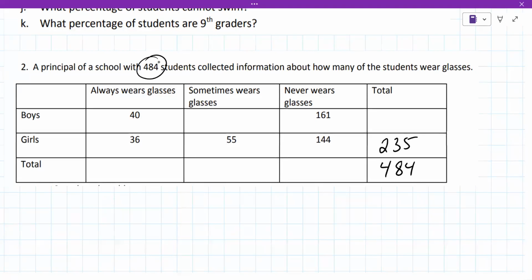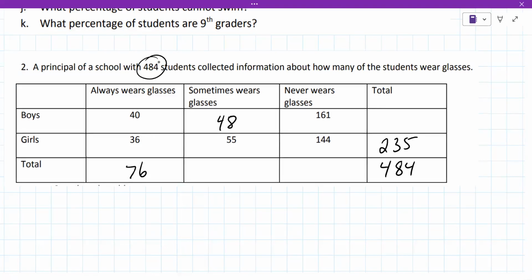Oh, I just added them. I'm sorry, there it is. I was looking at something else. Yes, good, and keep going. 161. Oh wait, so then 484 minus 235 minus 40 minus 161. So then sometimes wears glasses for boys is 48. This one right here. Yep.